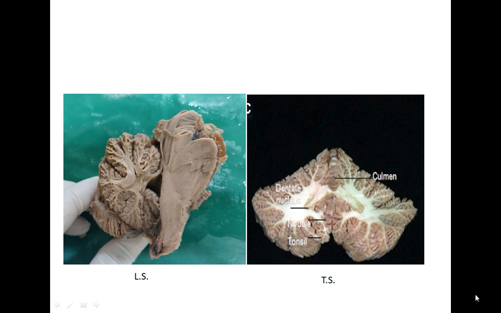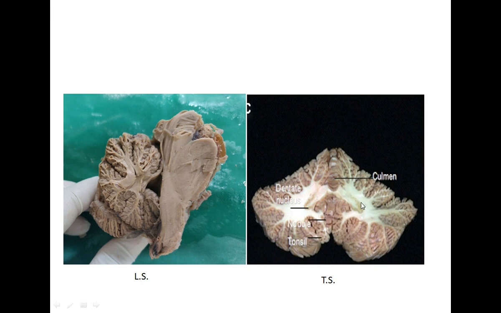The interior of the cerebellum. We can see it is made up of grey matter and white matter. The grey matter is in the form of a thin sheet covering the central white core. A few aggregations of grey matter embedded in the white matter are the cerebellar nuclei. We can appreciate the dentate nucleus here in this section.